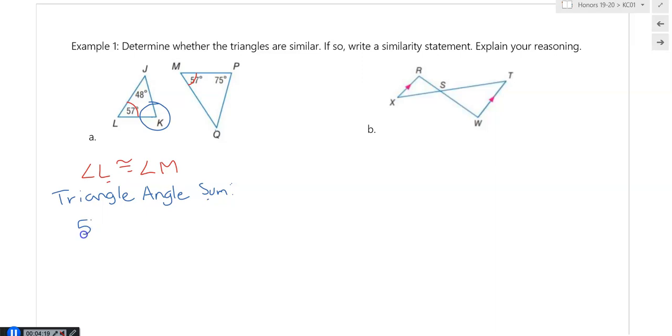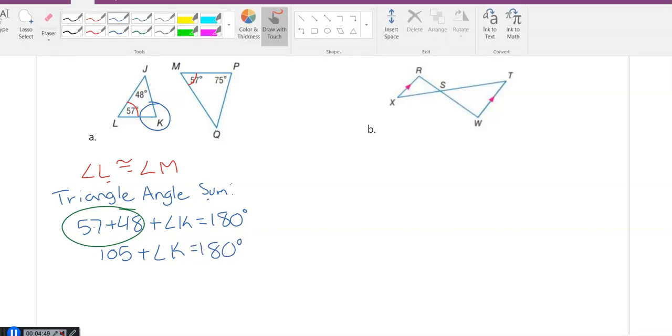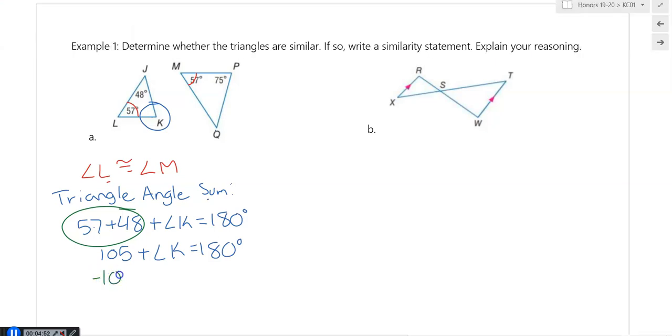Okay, so I'm going to say 57 plus 48 plus angle K has to equal 180 degrees. 57 plus 48, I'm going to combine those, is 105 plus angle K equals 180 degrees. Then I'm going to subtract this 105. So then angle K equals 75 degrees.